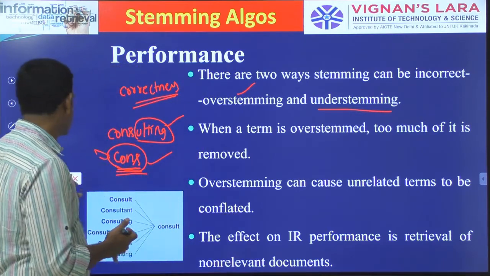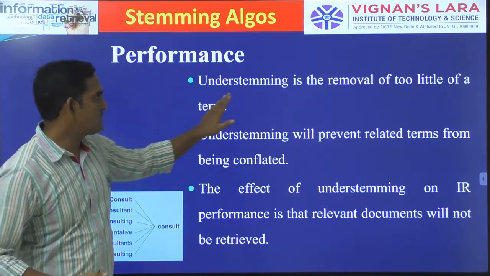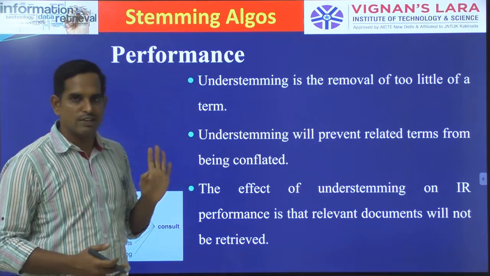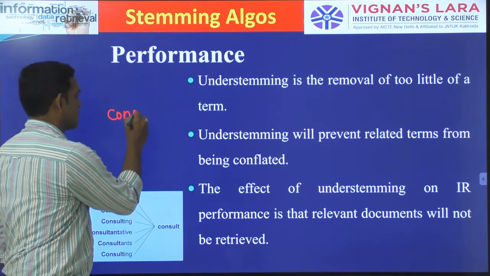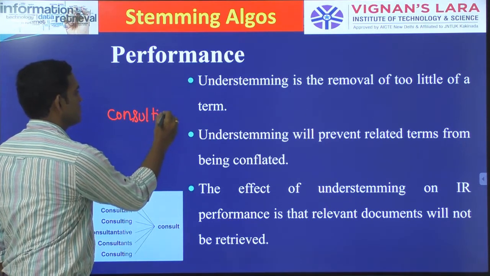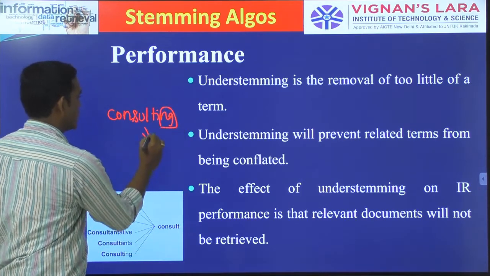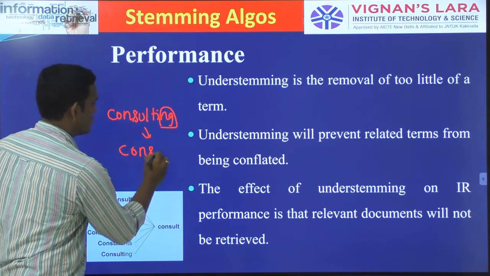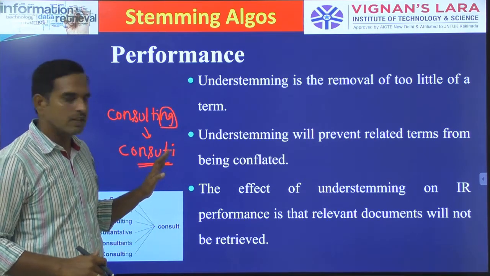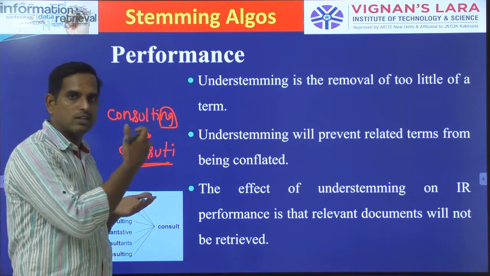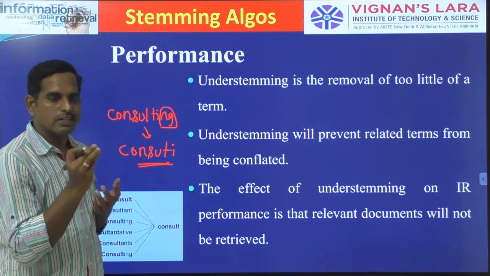That's regarding over stemming. When you come to under stemming, under stemming is the removal of too little of a term. So if I have consulting, and I remove only two letters, now I have CONSULTI. This is under stemming, where you are not stemming properly, or you are removing too little of your word. At that time, what will happen?